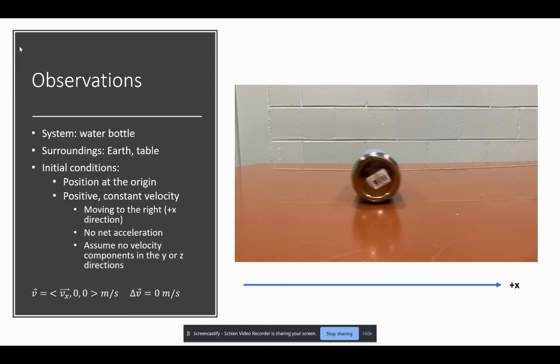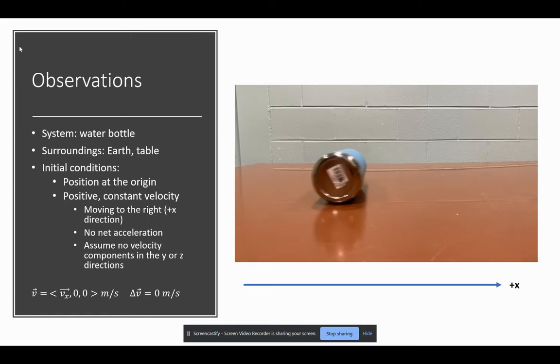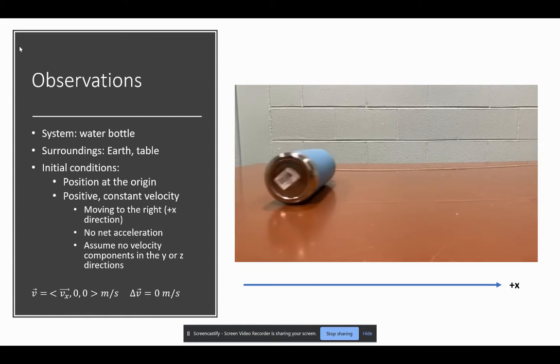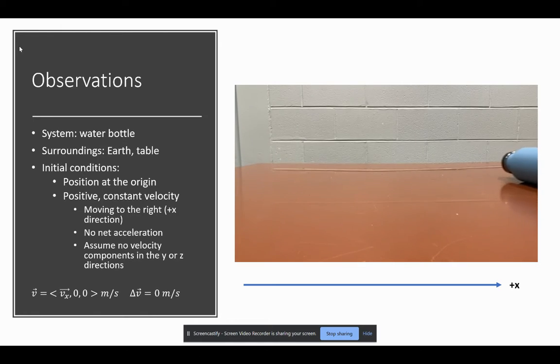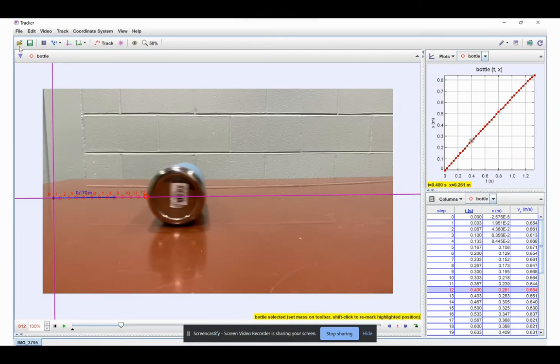For my observational data, I used a water bottle as a system, with the earth and the table the ball rolled upon as its surroundings. I chose a bottle to minimize friction, since friction would create force in the x direction and cause non-constant velocity. The initial conditions of the bottle are that it's placed at the origin at t equals 0 seconds, and it is assumed that it moves at constant velocity along the plus x axis. Therefore, it has no velocity in the y or z direction, and it has no acceleration. In equation 4, this can be expressed as v equals v sub x 0, 0 meters per second, and delta v equals 0 meters per second.